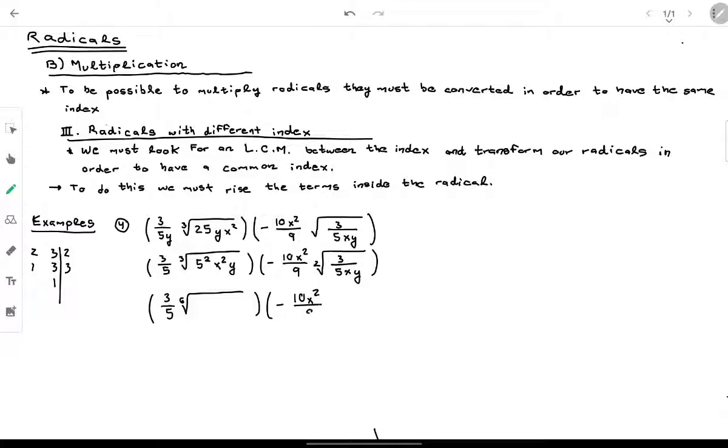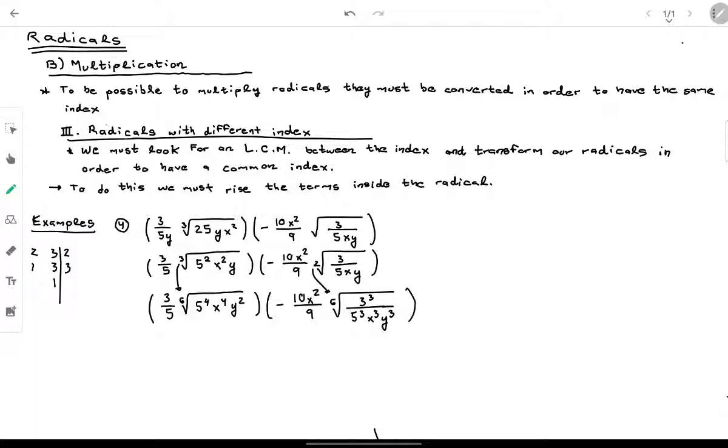Remember, those that are outside the radical won't change because they are coefficients. They are not part of the radical. So here, for this 3 to become 6, we multiply it by 2. So everything inside will be raised to the 2. Something that is squared, raised to the 2, is going to be to the 4. And in the other one, it's going to be 3. This one gets multiplied by 3, so it's going to be 3 cubed divided by 5 cubed x cubed y cubed.